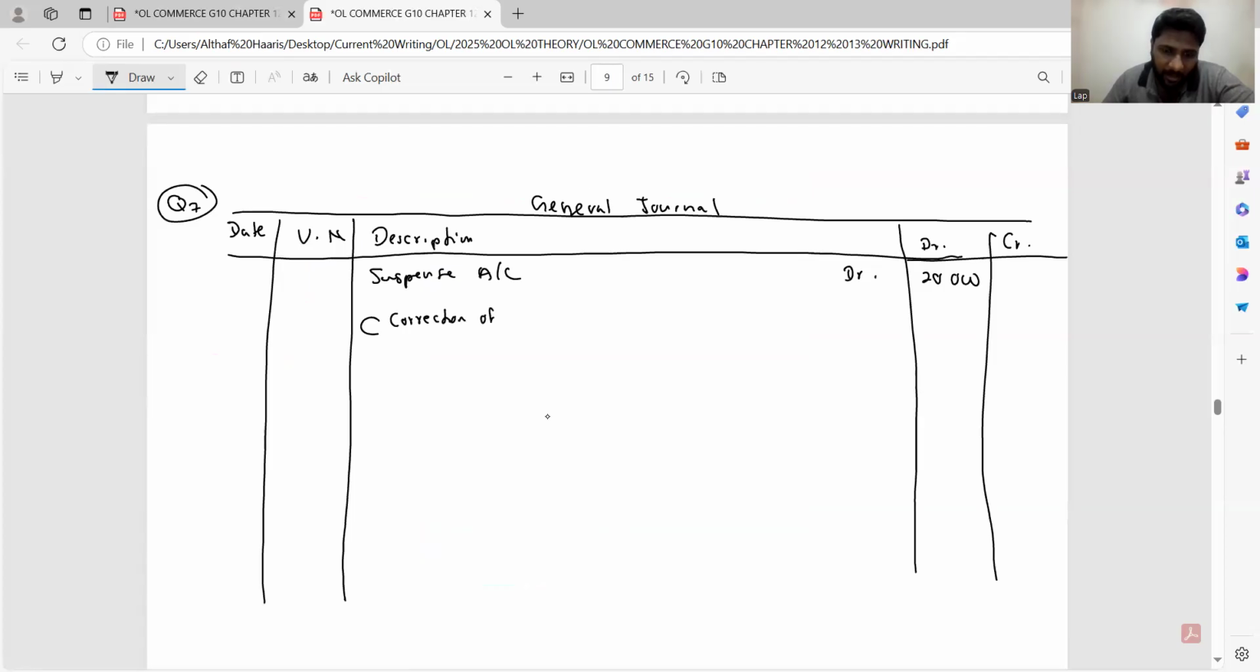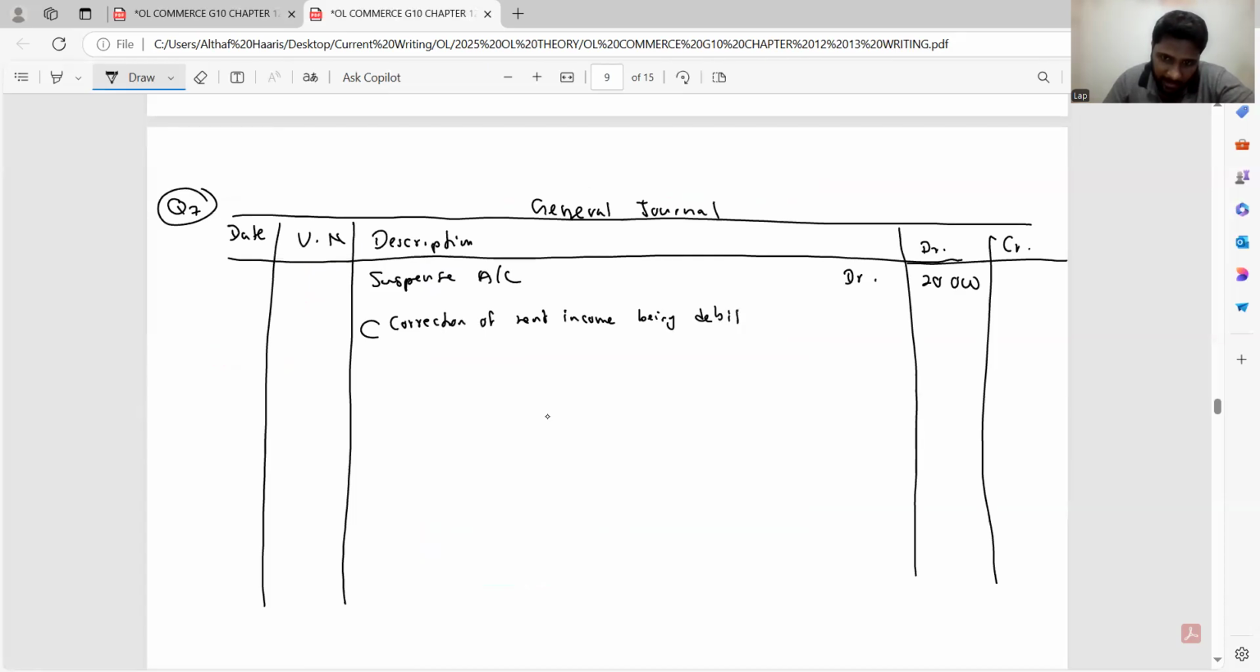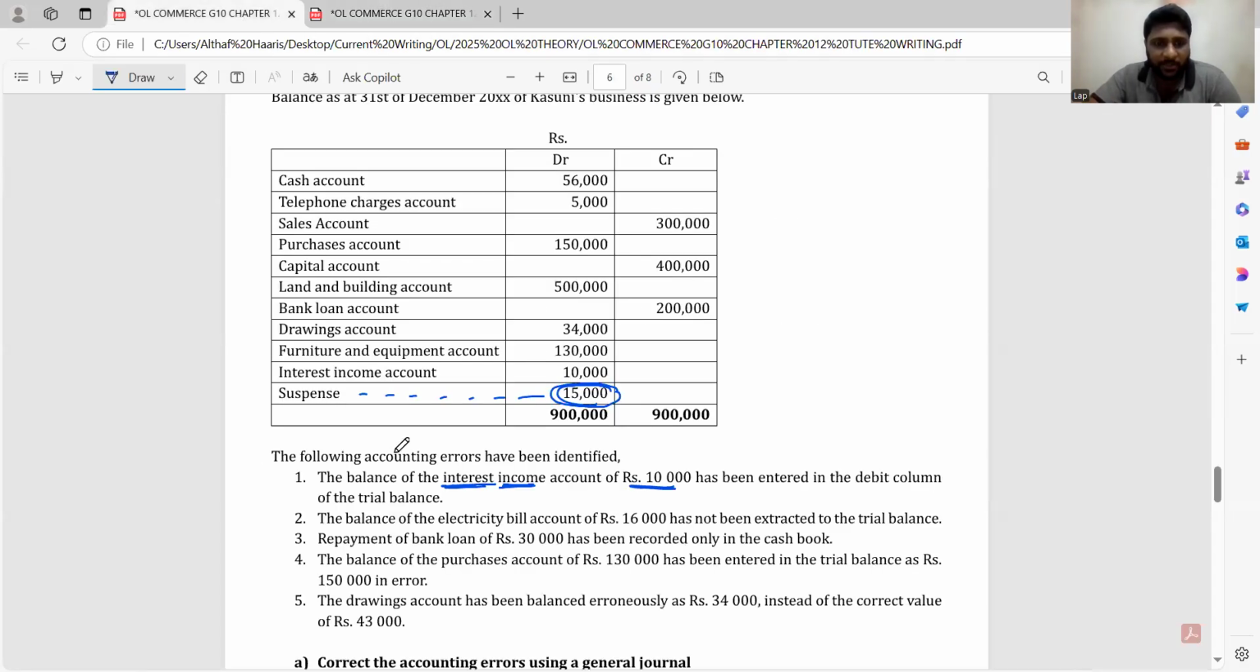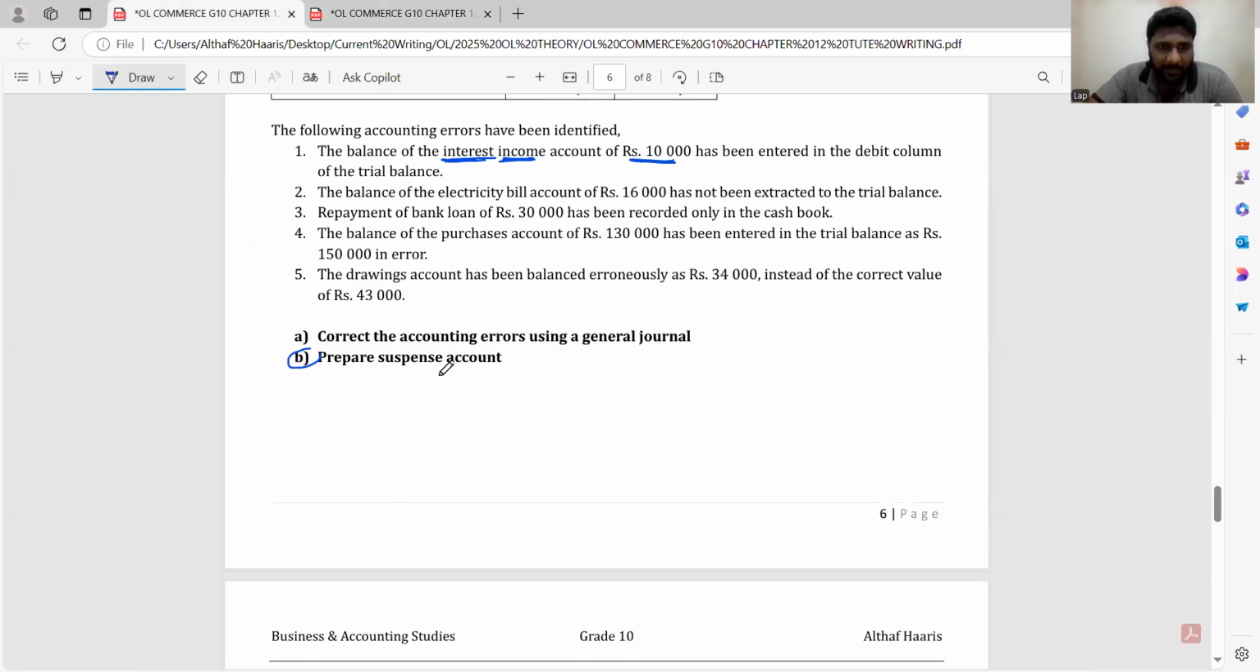Correction of rent income being debited to the rent income 10,000. Rent income being debited to the trial balance. So with that, you prepare the suspense account also. You can record each and every item in the suspense as you do the correction, because they're asking you to prepare the suspense in this question.